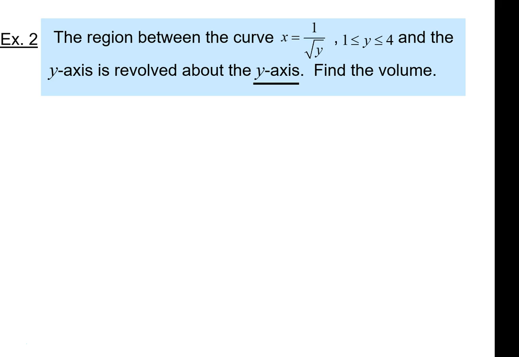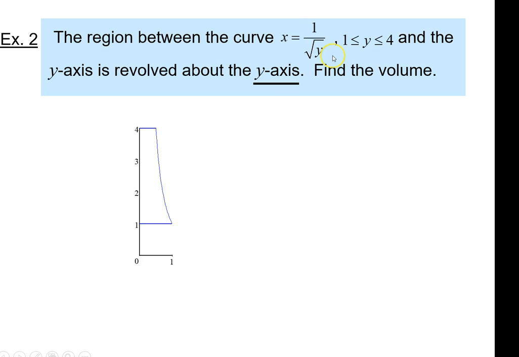All right, so let's look at this one. The region between the curve x equals 1 over the square root of y, and they're limiting you to the interval where y goes from 1 to 4, and the y-axis. We're going to draw a picture and look at this region, and we're going to rotate it around the y-axis. So you can use a calculator or use Desmos to figure out what this picture looks like. I wouldn't necessarily know what 1 over the square root of y looks like.